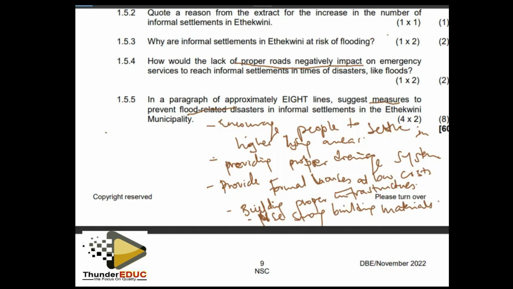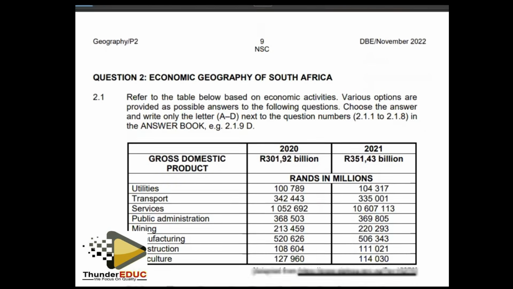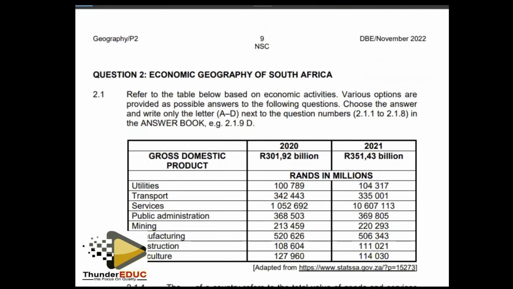However, you shouldn't forget, learners, that they are saying paragraph question. So if it's a paragraph, it should be one paragraph, not written in bullet format. Okay, so that is the question. That is question 1 of paper 2.